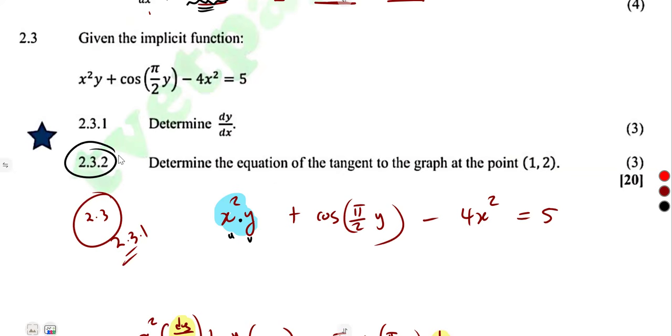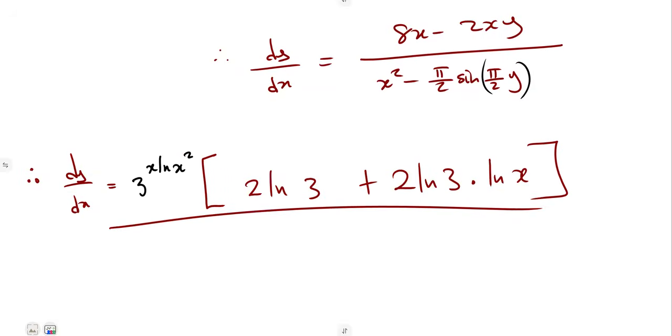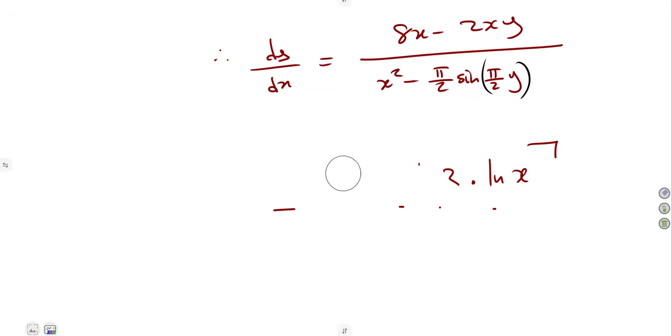Determine the equation of the tangent. All right, a tangent is simply what? A straight line. Y is equal to mx plus c, to the graph at the point, you are given the point. So how do we determine the equation of the tangent? 2.32. All right, this is an easier part, guys.